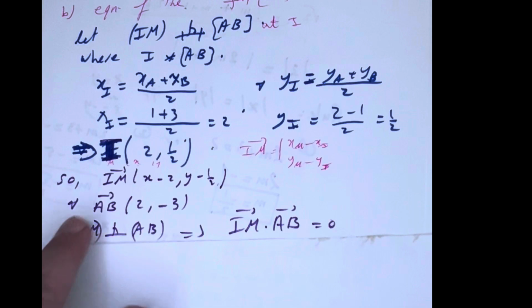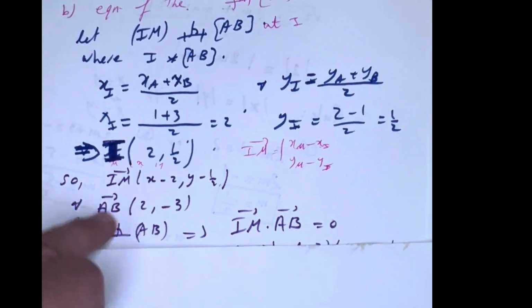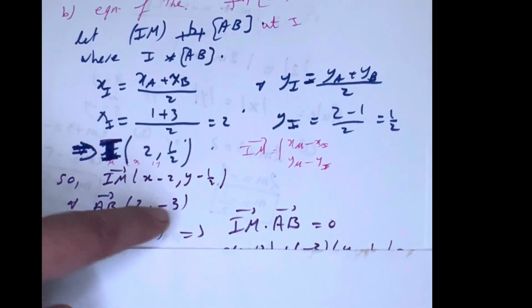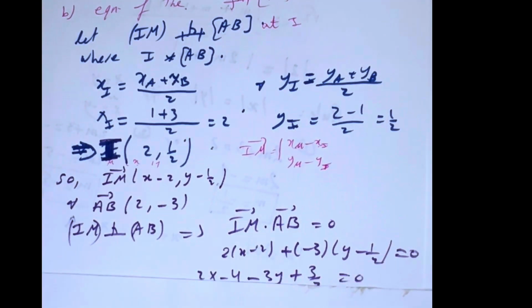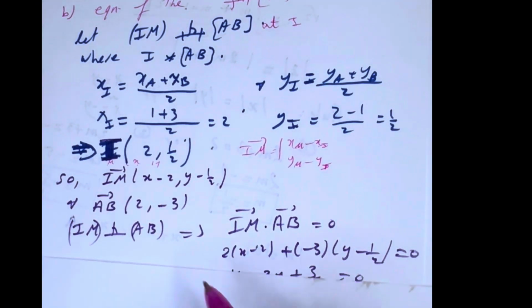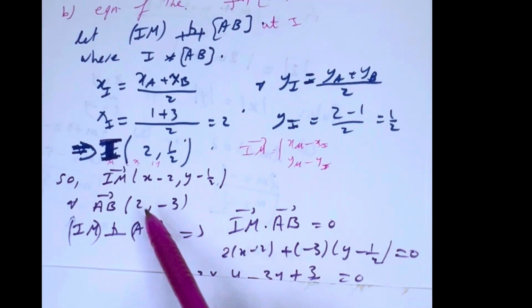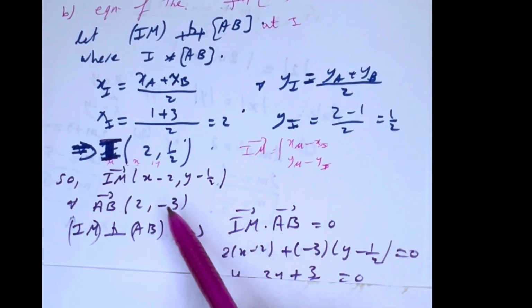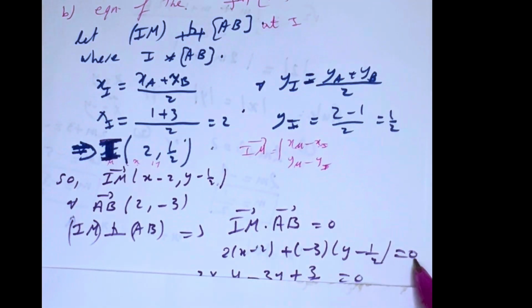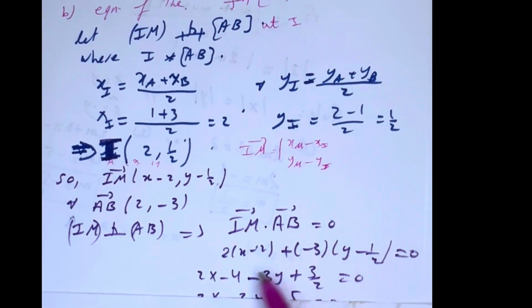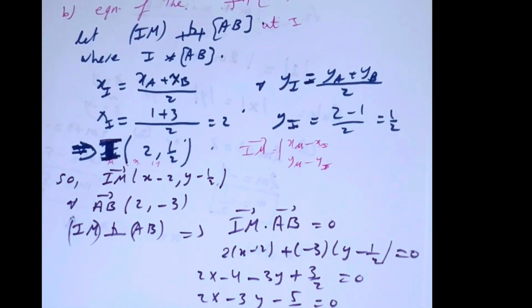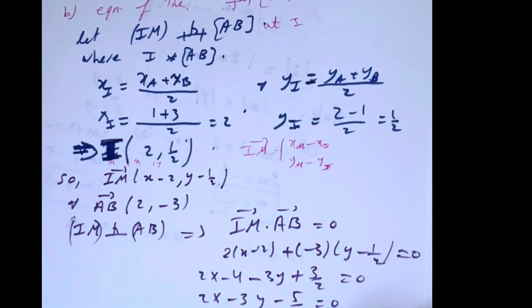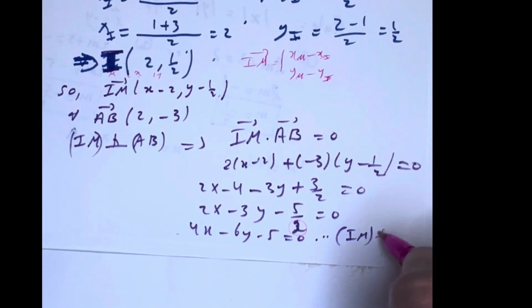Okay, the dot product between IM and AB should be 0, so let us multiply x prime and y prime to get the answer and find the equation this way. So x of AB times x of IM, 2 into x minus 2, plus minus 3 into y minus half equals 0. We expand and simplify to get this answer, and we multiply by 2 to get rid of this fraction, and then we get the perpendicular bisector of AB.